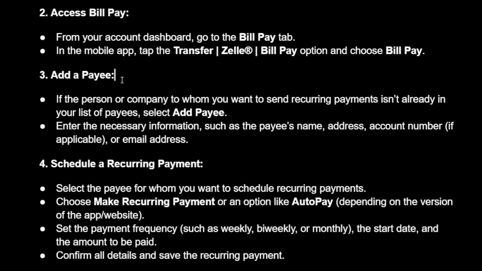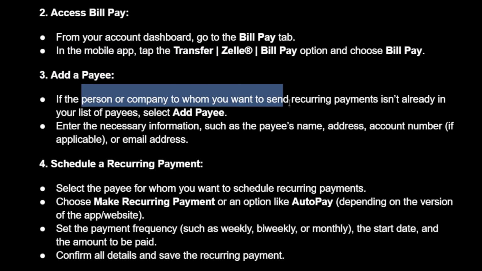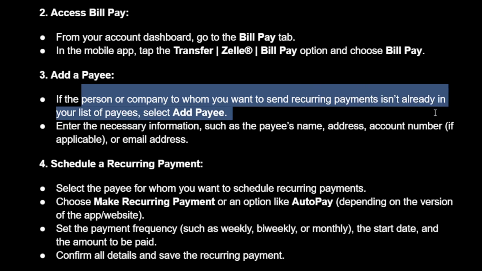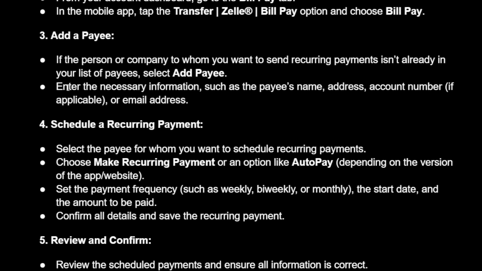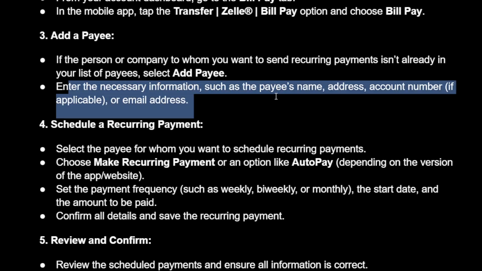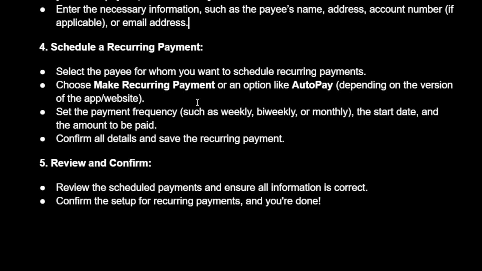Then you want to add a payee. If the person or company to whom you want to send recurring payments isn't already listed in your list of payees, you will select Add Payee. Then we have to enter the necessary information such as the payee's name, address, and account number or email address.